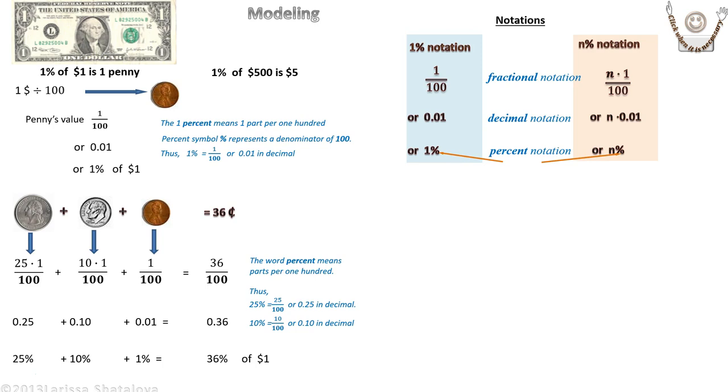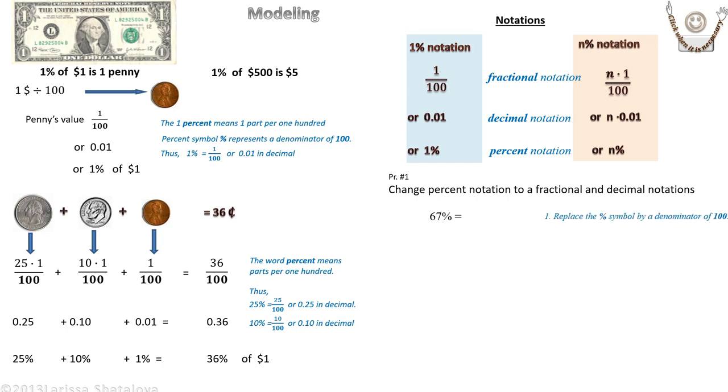Now we are ready to practice. Problem number 1. Change 67% notation to fractional and decimal notations. First, let's convert to a fraction. Just replace the percent symbol by a denominator of 100. Next conversion is to decimal. Show the numerator and move the decimal point 2 places to the left.